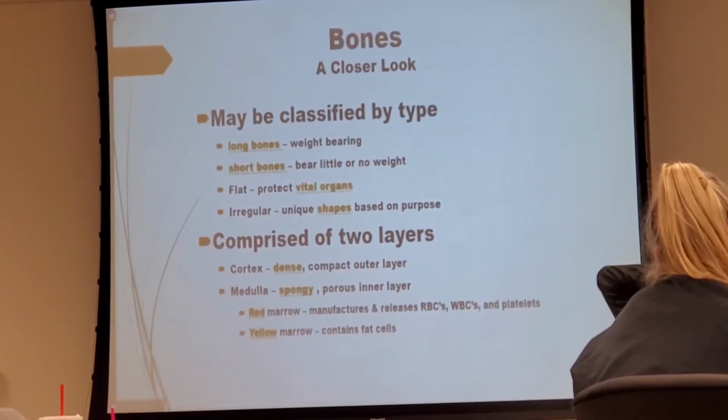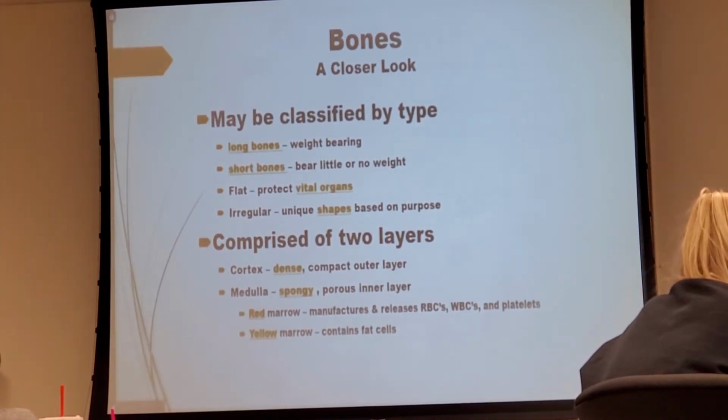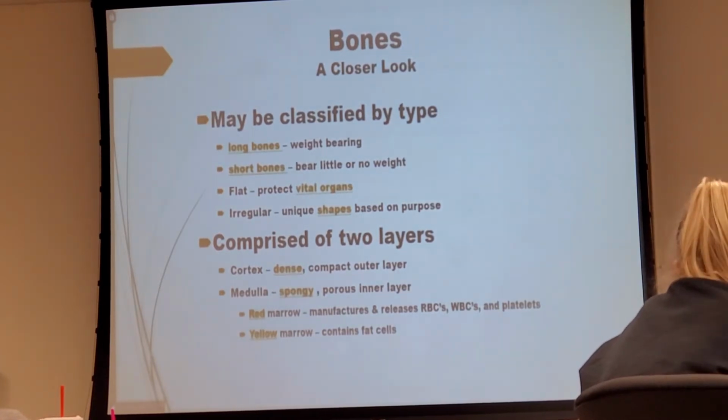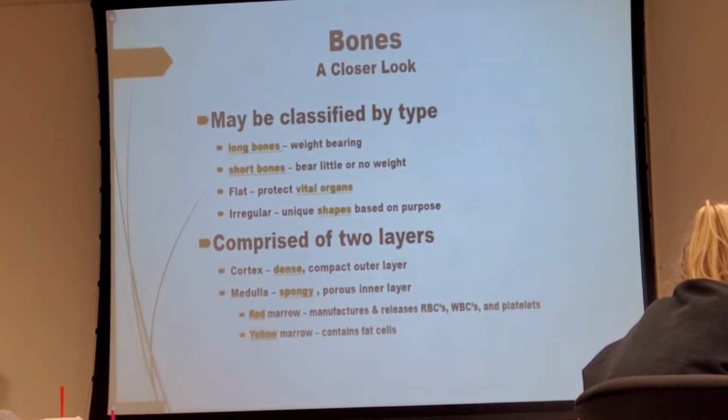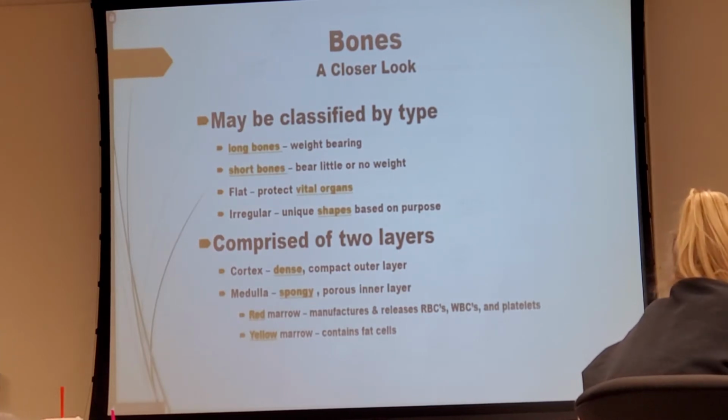Most of these I filled in. So, looking at bones more closely, they can be classified by their type. We have long bones, which are typically our weight-bearing bones. Femur's a good example. We have short bones that bear little or no weight. Fingers, or metatarsals and tarsals, like finger and toe bones, don't bear a lot of weight either.